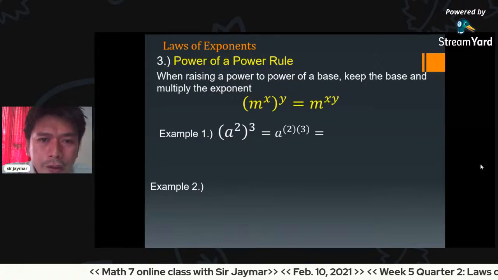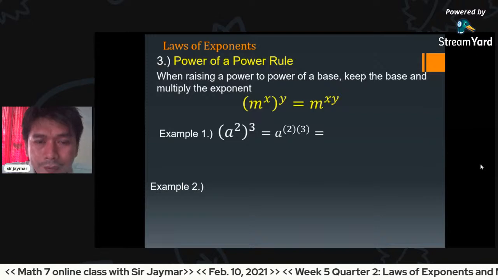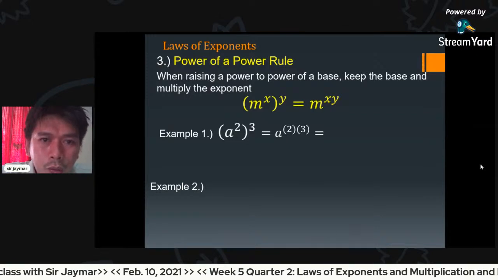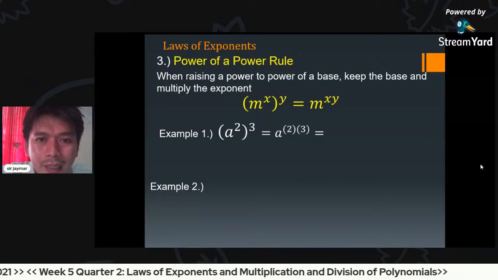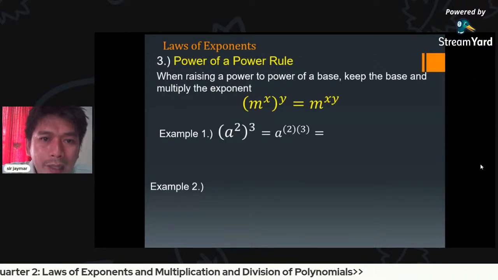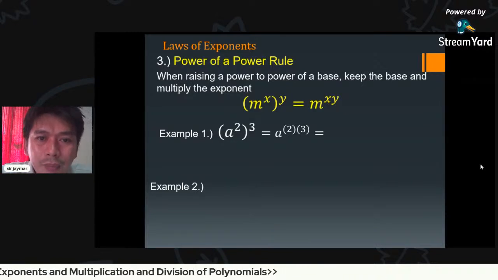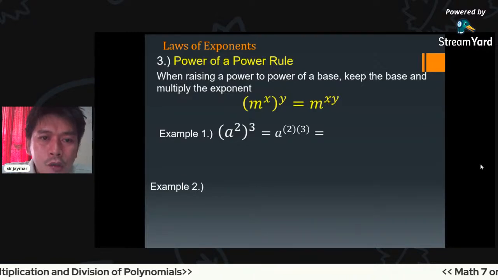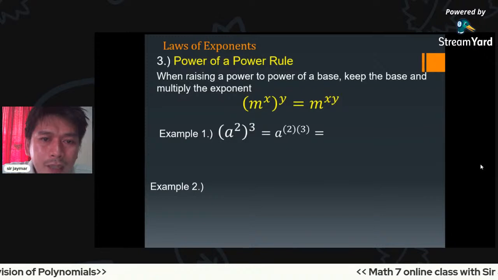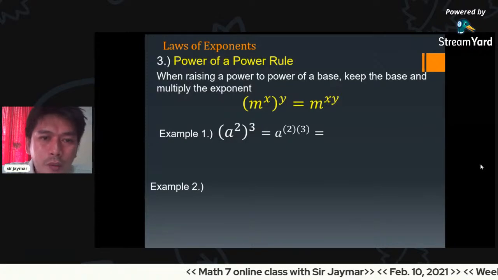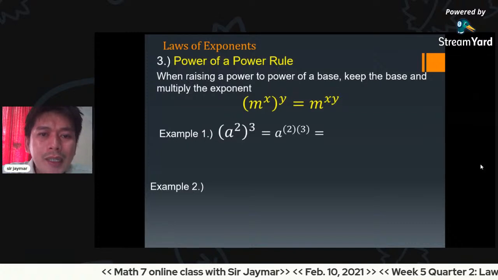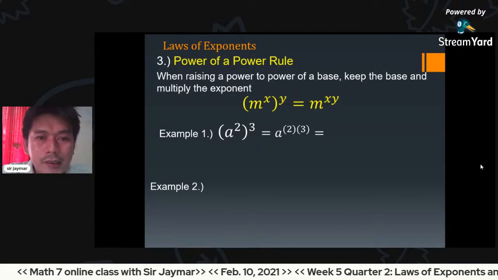So in order to get this rule, you're going to multiply what? The power to power. So the exponent multiplied by the exponent. From the inside exponent, multiply it by the outside exponent. So copy the base, and then multiply the inside exponent by the outside exponent. So 2 times 3 will become a raised to 6.